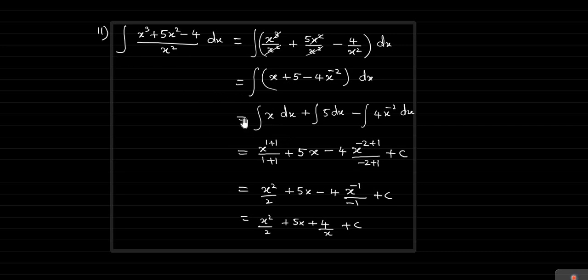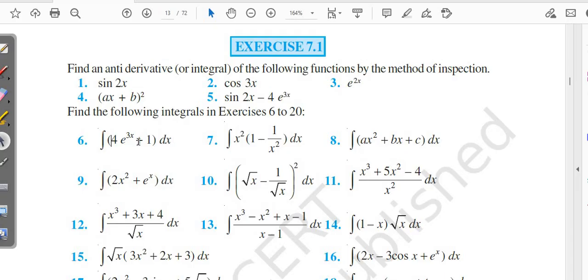See, the 12th one is also the same model as the 11th sum. Here, integral x cube plus 3x plus 4 by root x dx is given. So given integral x cube plus 3x plus 4 by root x dx. See, basically root x is what? X power 1 by 2, right? So we are going to rewrite root x as a power 1 by 2.